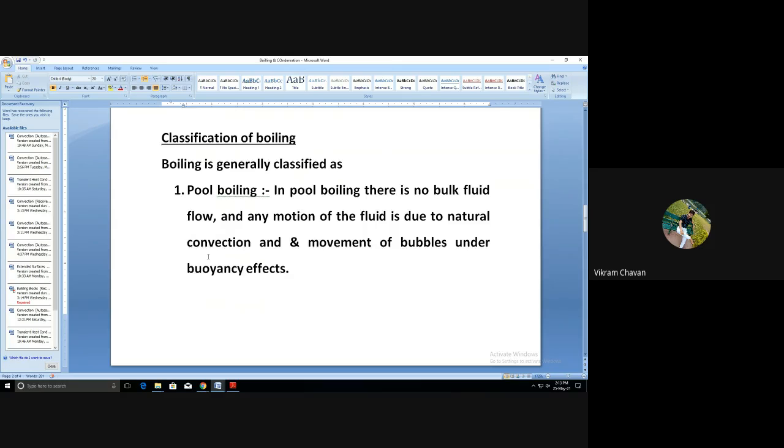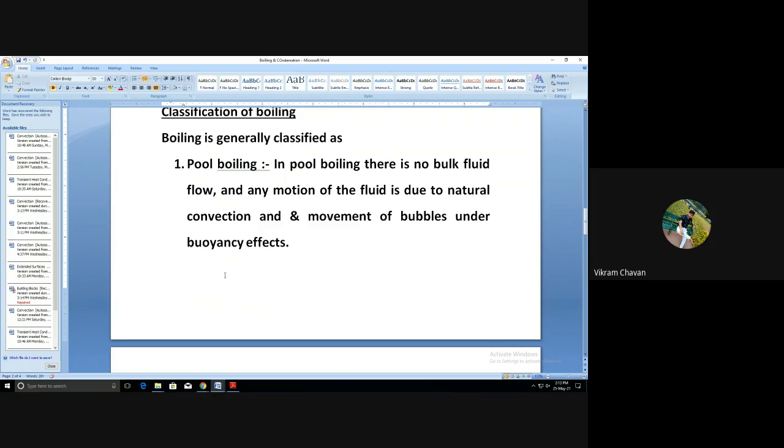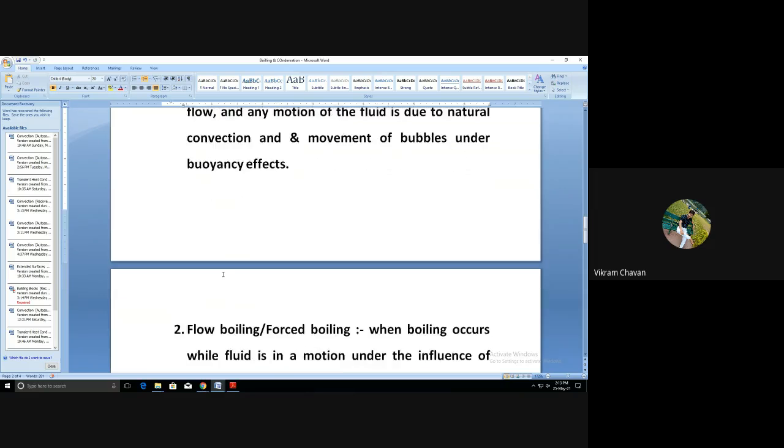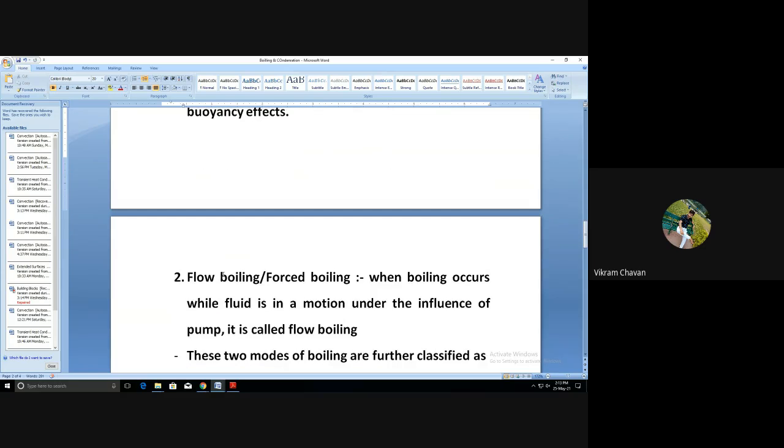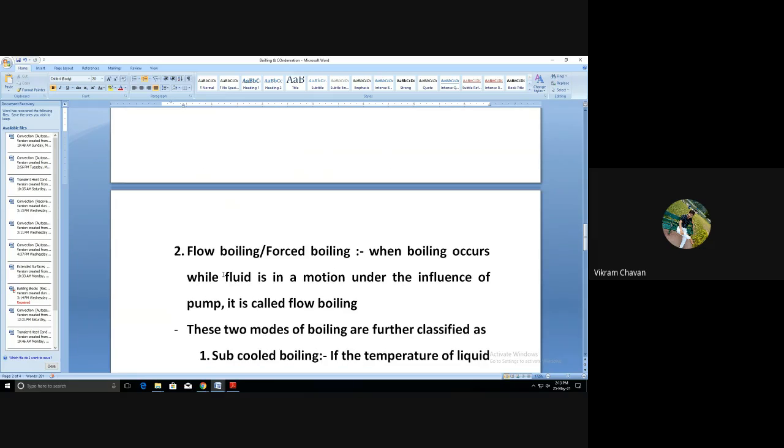Buoyancy effect means the force which lifts the material, or we can say the liquid or the air, in the direction opposite to the gravitational force. That particular force is nothing but the buoyancy force, and because of that the bubbles are moving in the upward direction, or the fluid or the air is moving upward due to temperature difference.